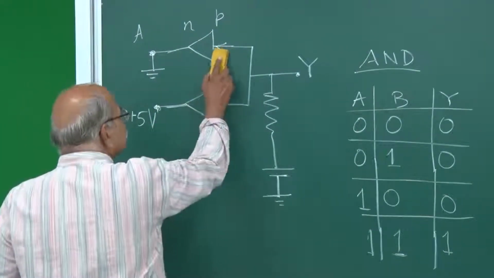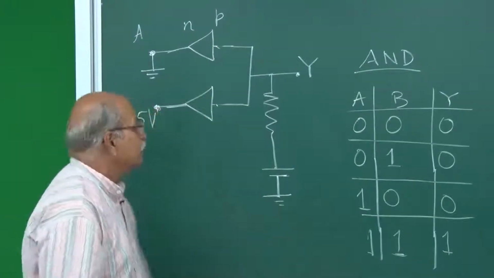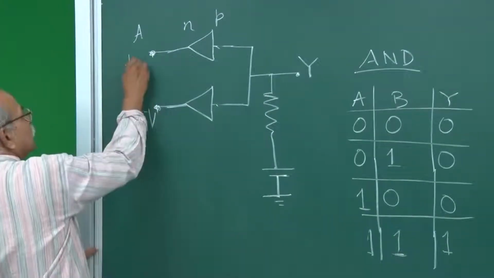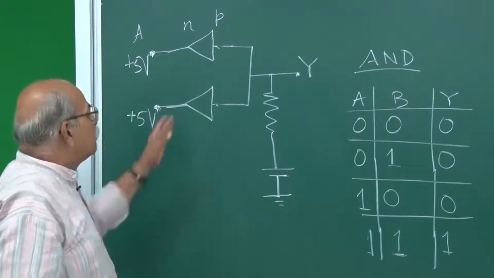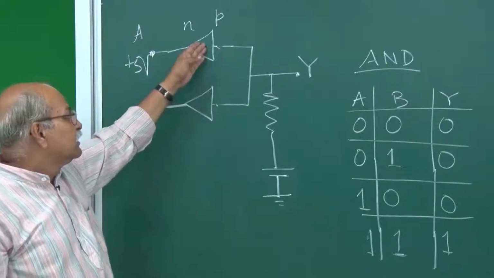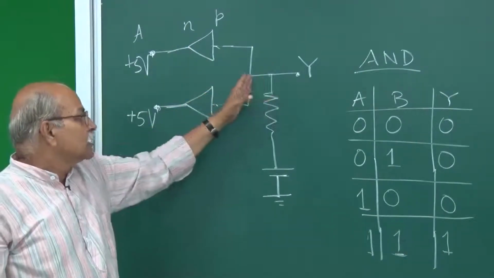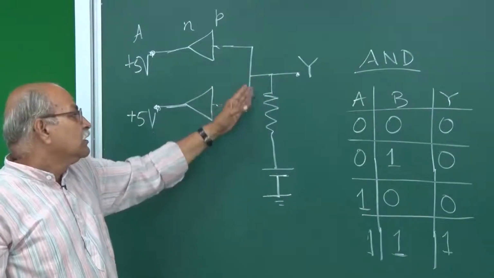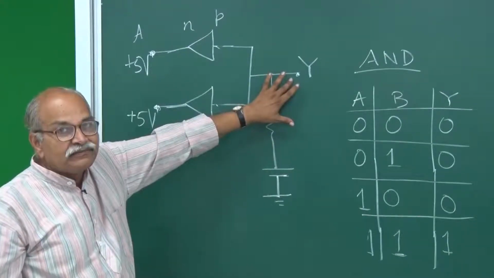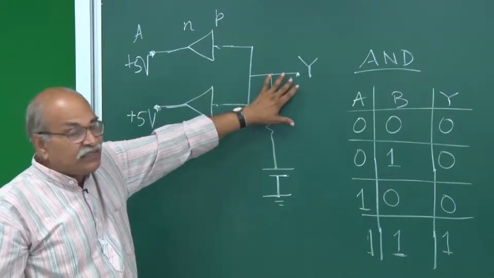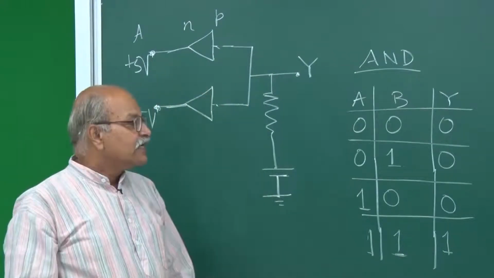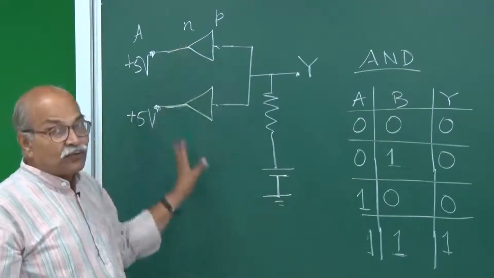What happens if A is 1 and B is 1? I am giving 5 volt to A and 5 volt to B. Now both the diodes are reverse biased, no current going from here, no current going from here, and therefore no current going from here, Kirchhoff's junction rule. So whatever is this voltage, that same will be this voltage, and therefore this will be high, and hence you have 1, 1 and 1. So this is how this AND can be implemented using these diodes.